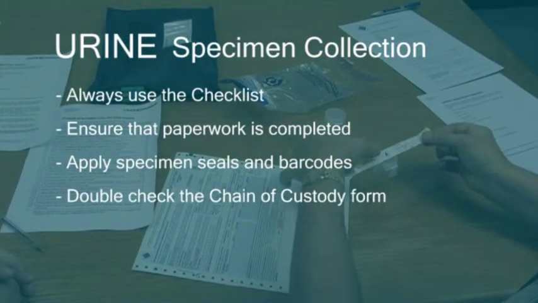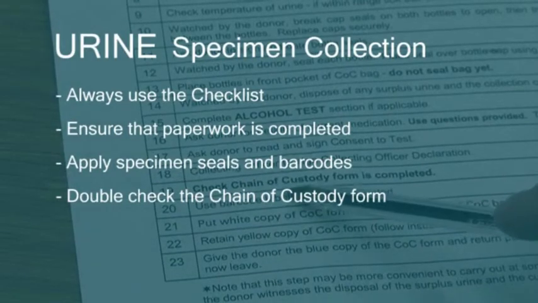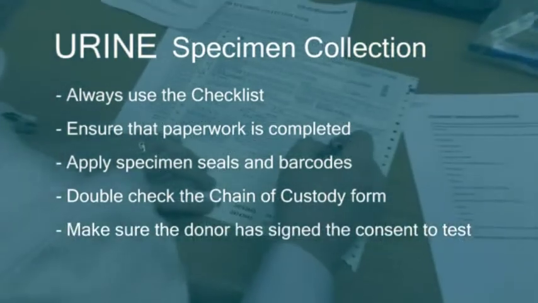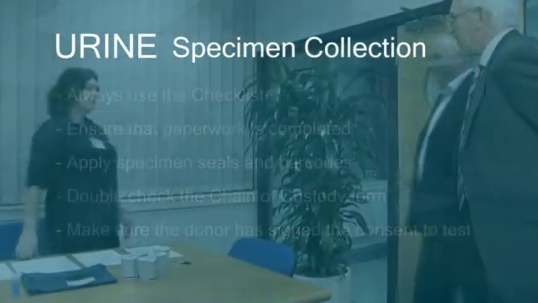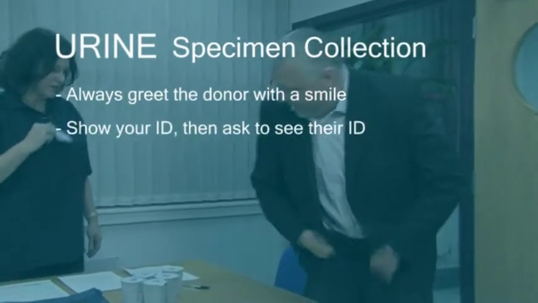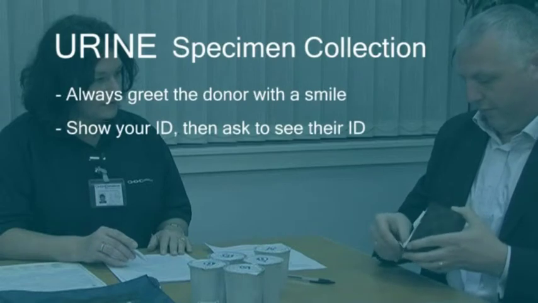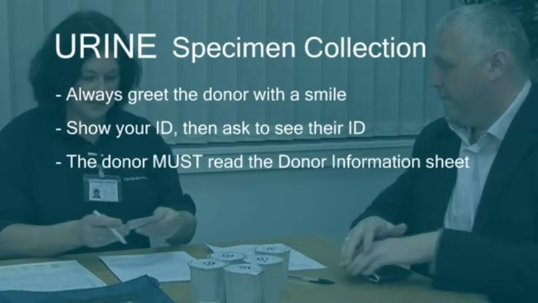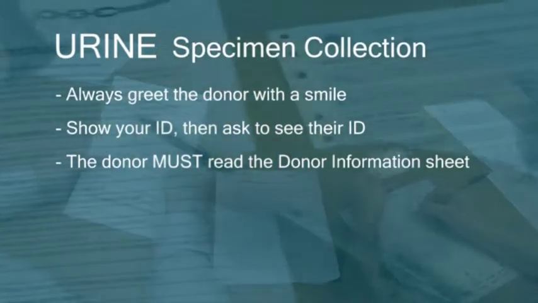Double-check the chain of custody form to make sure all sections are completed. The donor must give informed consent for the specimen to be analysed. Always greet the donor with a smile. Introduce yourself and show the donor your ID card. Then ask them to provide you with a copy of their own ID. The donor must read the donor information sheet or have it explained.